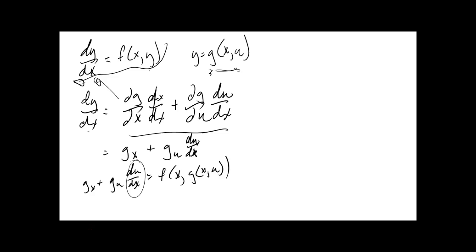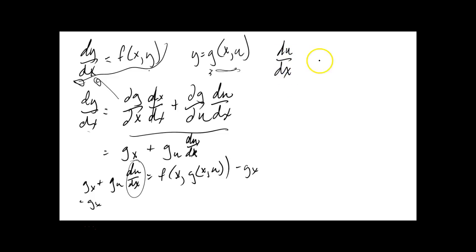Now, this du/dx: first subtract g sub x from both sides, and then we're going to wind up dividing by g sub u. So you're going to wind up with du/dx.